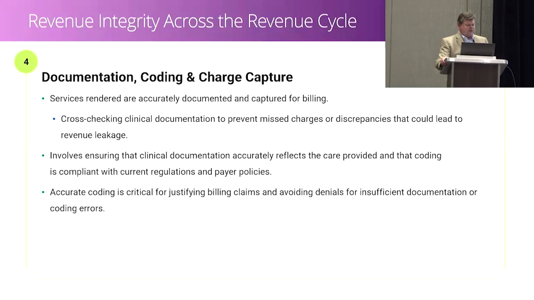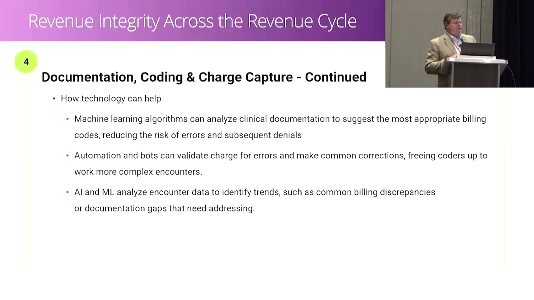It involves ensuring that clinical documentation accurately reflects the care provided and that coding is compliant with current regulations and payer policies. And accurate coding is critical for justifying billing claims and avoiding denials for insufficient documentation or coding errors. So the way technology can help with this, I know that's a lot going on there, but you can have machine learning that basically analyzes the clinical documentation to suggest more appropriate billing codes.